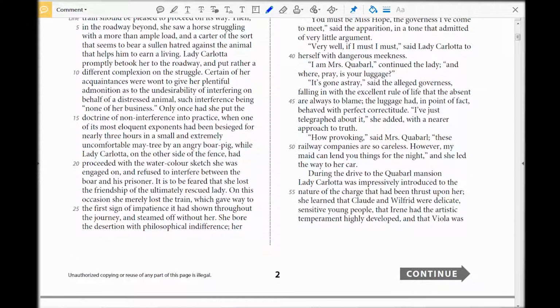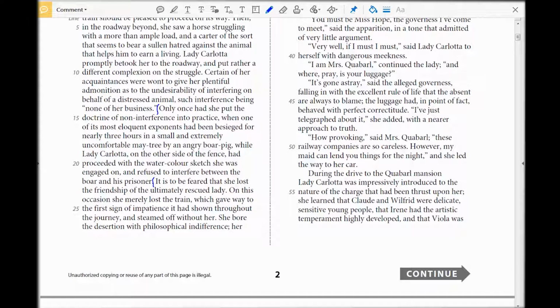So it says here, only once had she put the doctrine of non-interference into practice when one of its most eloquent exponents had been besieged for nearly 3 hours in a small and extremely uncomfortable May tree by an angry boar pig, while Lady Carlotta, on the other side of the fence, had proceeded with the watercolor sketch she was engaged on and refused to interfere between the boar and its prisoner. Now, what a monster of a sentence. There is a lot to digest here.